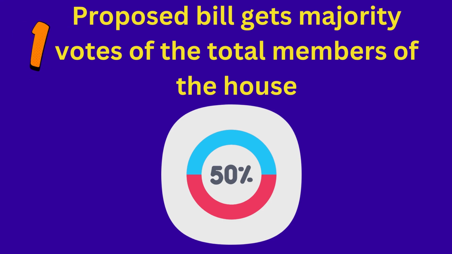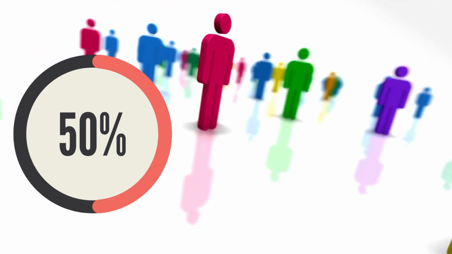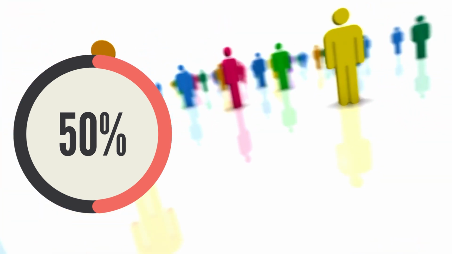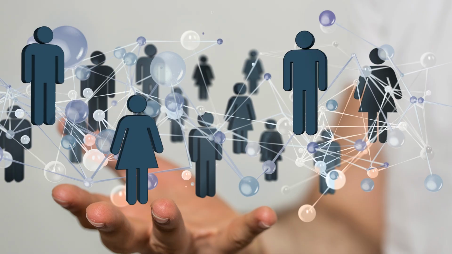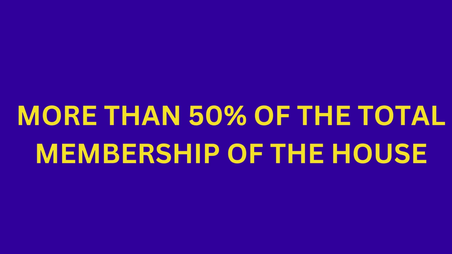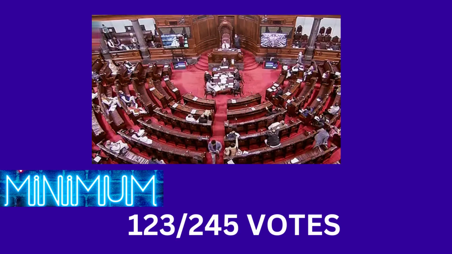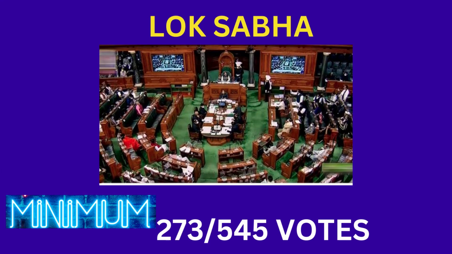Number 1, the total number of votes which are casted in favor of the proposed constitutional amendment should be a majority of the total strength of the House. That is, the votes that are casted in favor of the proposed amendment should be more than 50% of the total number of members in that House. So, in Rajya Sabha, it would be at least 123 votes out of 245 and at least 273 votes out of 545 in Lok Sabha. But it does not end here.